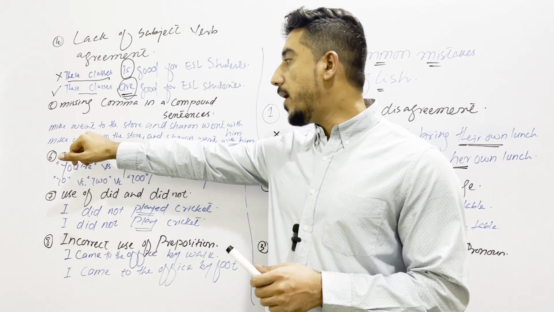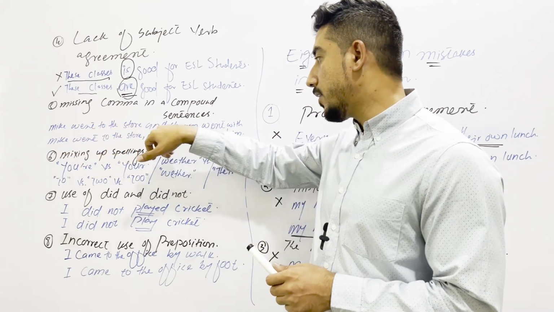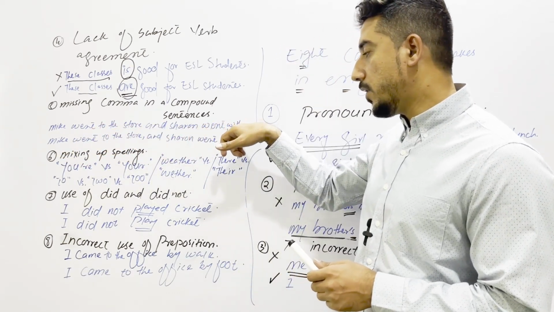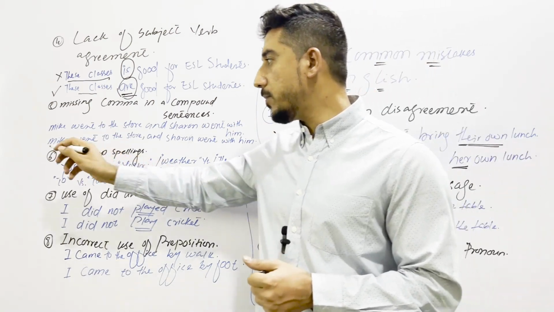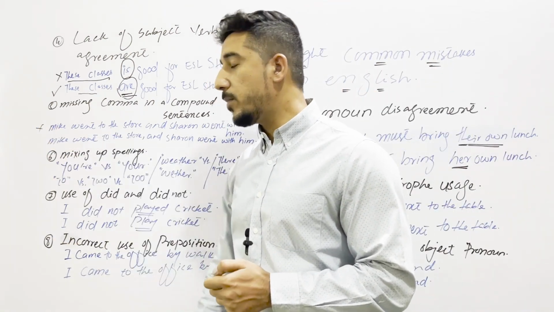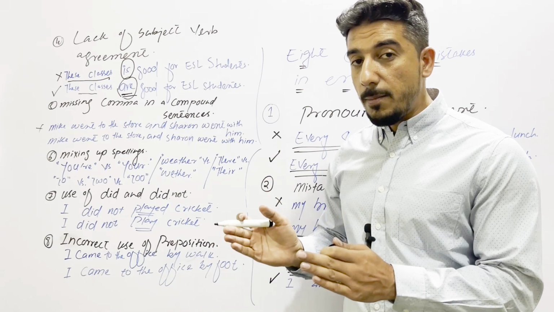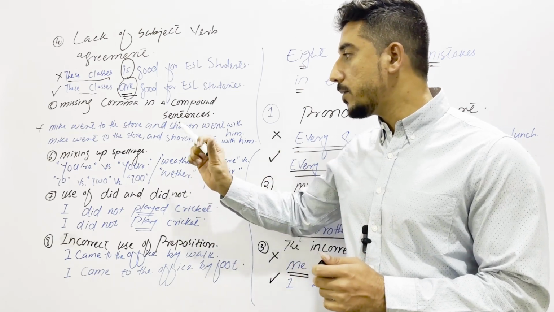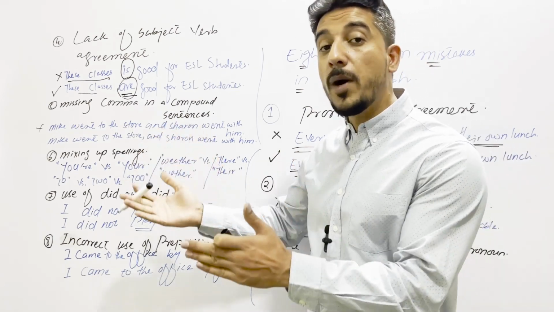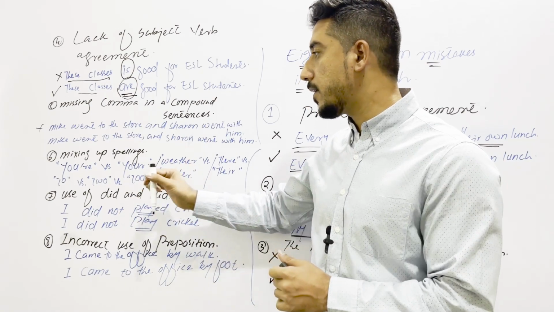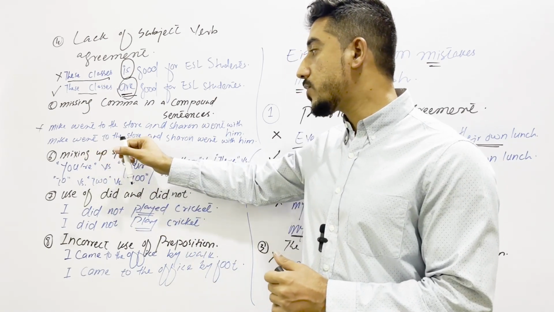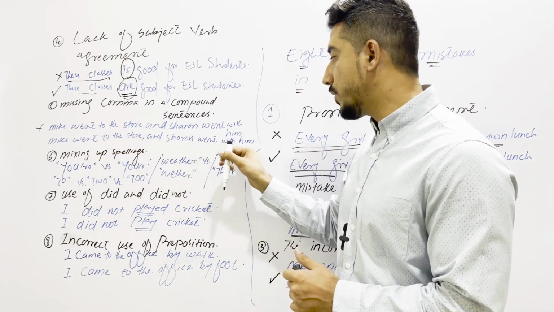See, "Mike went to the store and Sharon went with him." This will be incorrect in both spoken and written English, because when we use a comma in speech, we go for a pause there. So, "Mike went to the store, and Sharon went with him."